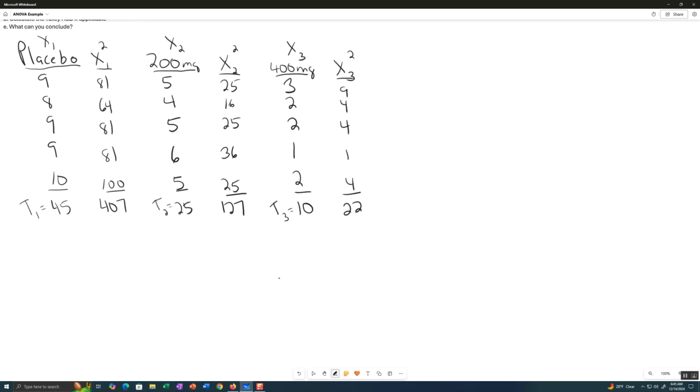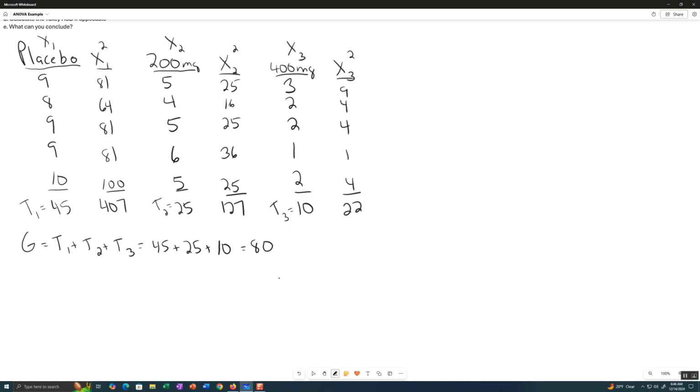So now I'm going to find the grand total, which is called G. That's equal to T1 plus T2 plus T3. So that's 45 plus 25 plus 10. 45 and 25 is 70, and 10, that's 80. So the grand total is 80.